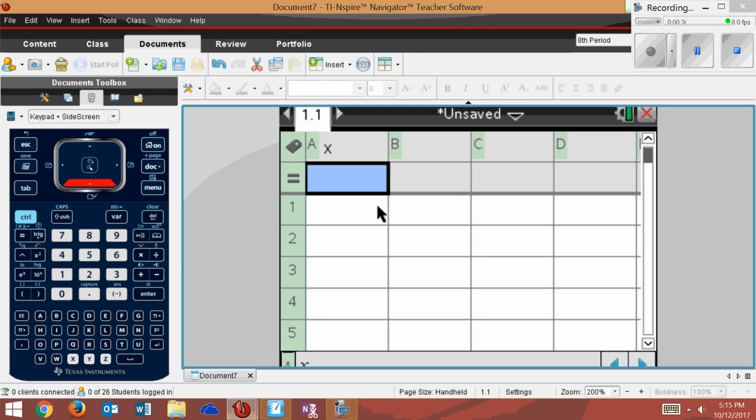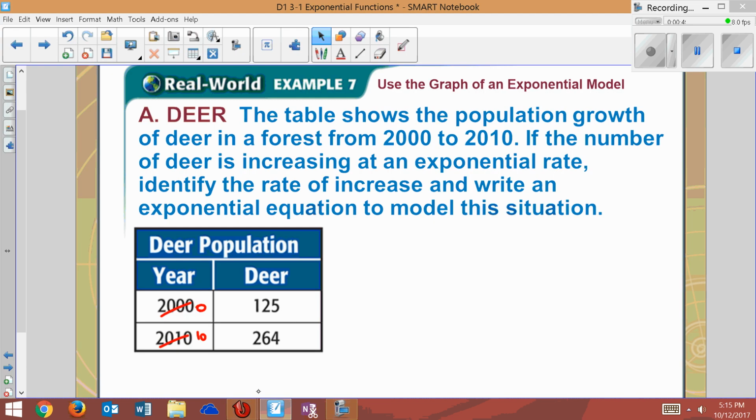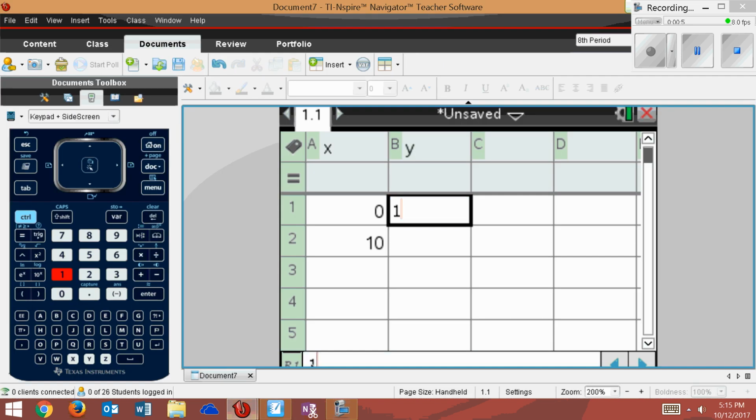So I'm going to go up here and put that as an X. This is a Y. Got to tell the calculator which one's X, which one's Y. My years were 0 and 10, and my Y values were 125 and 264.